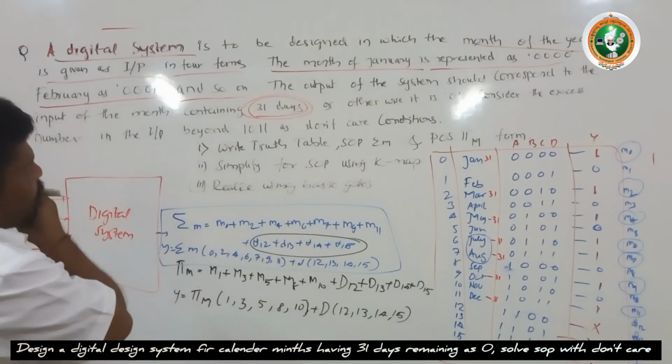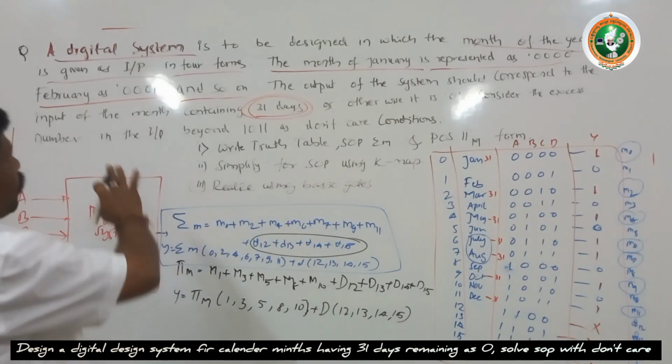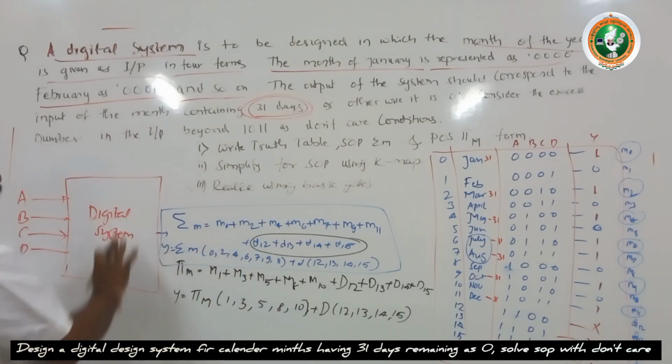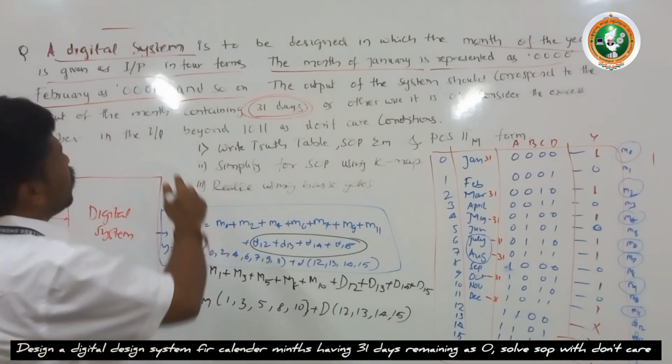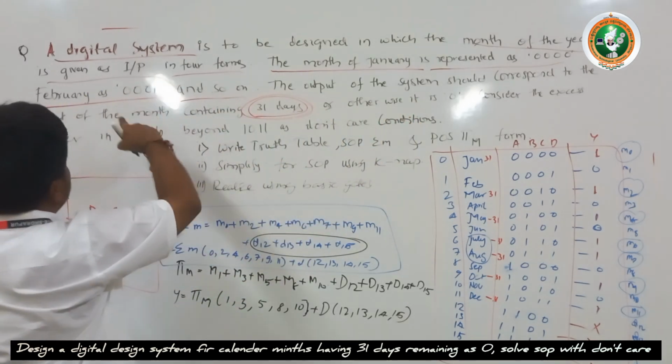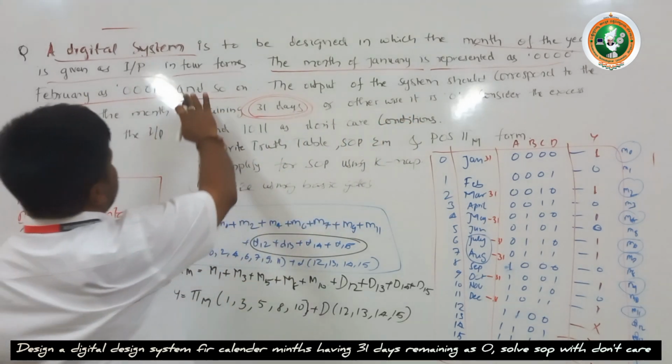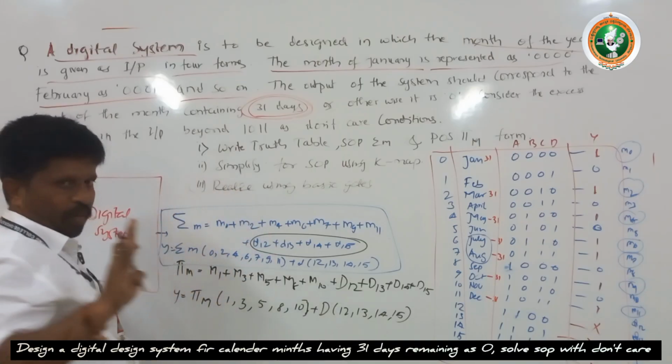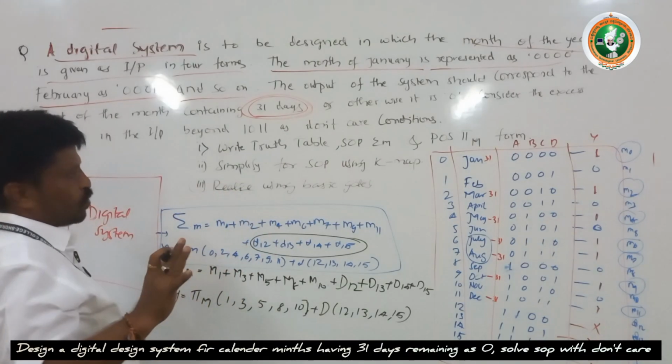Let me explain one more time. This is a digital system. How many inputs are there? 4 inputs are there. The digital system takes the month of the year as the input, given in 4 bits, which means 4 combinations, 4 variables to be considered.